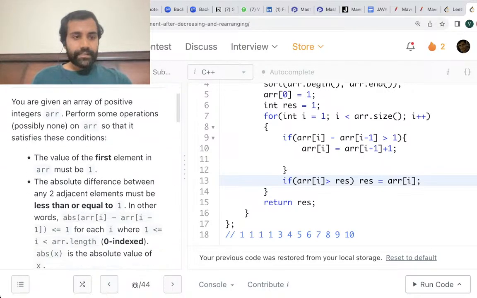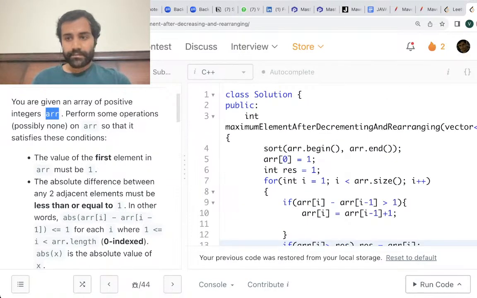It says that we are given an array of positive integers as input. That is what we have here, this vector of integers. Now we have to perform some operations, possibly none, on this array so that it satisfies the following conditions. Now what are the conditions? We want to do some operations on this array so that the resultant array has certain properties. Now what should those properties be?